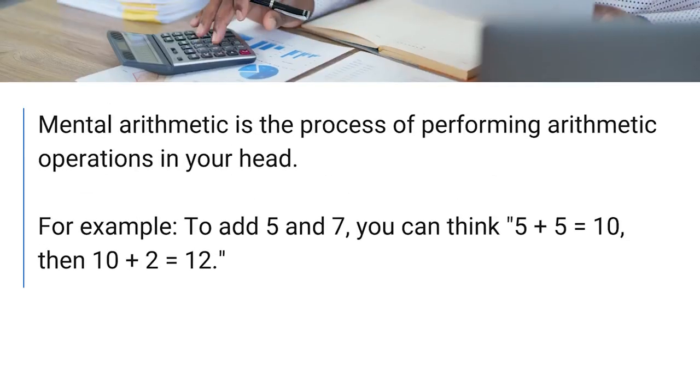Mental arithmetic. Mental arithmetic is the process of performing arithmetic operations in your head. For example, to add 5 and 7, you can think 5 plus 5 equals 10. Then 10 plus 2 equals 12.